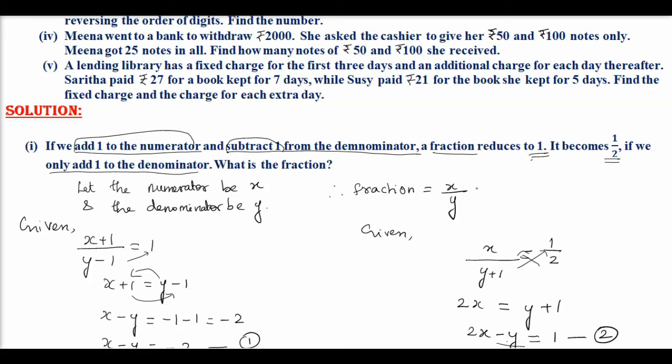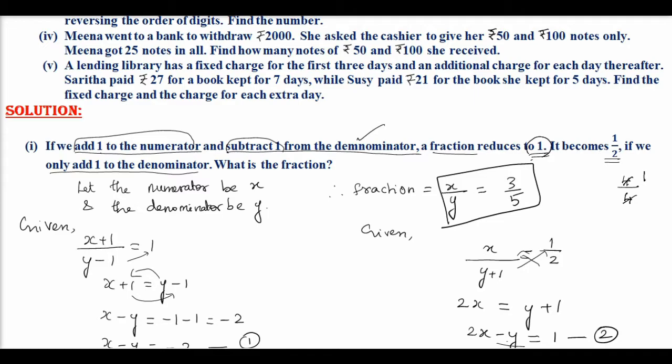Now let's check whether it's right or not. We have got the fraction as 3 by 5. See the first condition given: add 1 to numerator and subtract 1 from denominator. So you add 1 to numerator, it becomes 4. Subtract 1 from denominator, it becomes 4. So 4 by 4 is 1, so it reduces to 1. So the first condition is true.